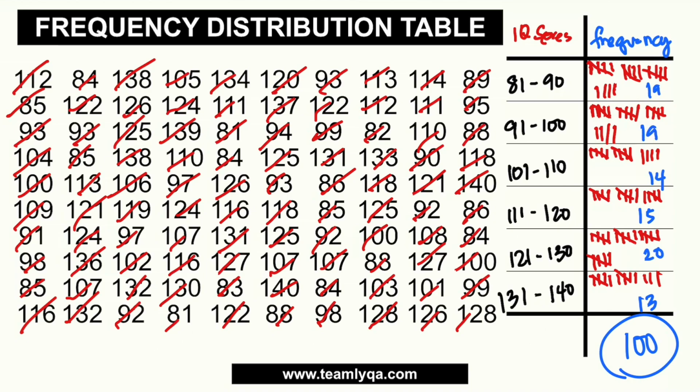91 to 100, 19. 101 to 110, 14. 15, 20, and 13. Now, it's very time-consuming and it's part of the process. Pero the more you do it, honestly, very zen din siya. I like doing it and this is one of the things that I enjoy most about statistics.